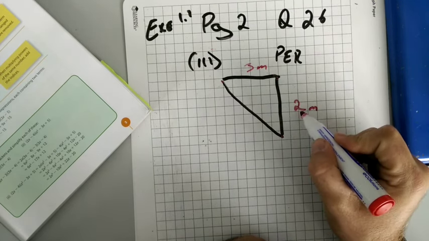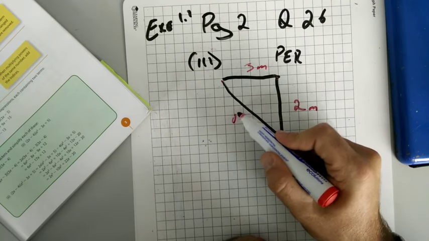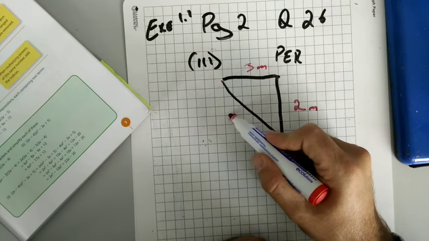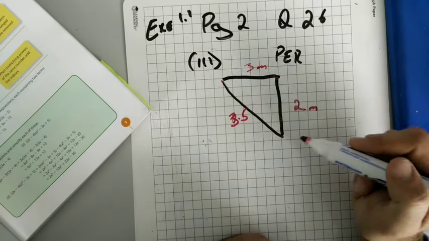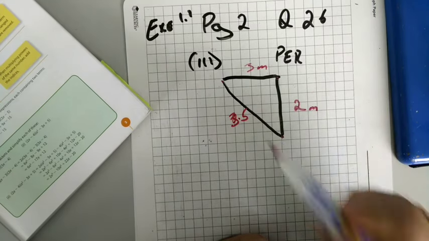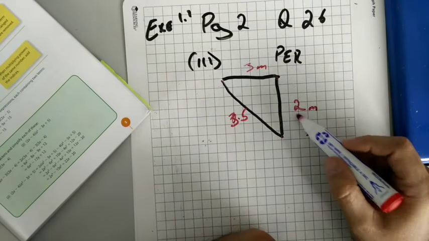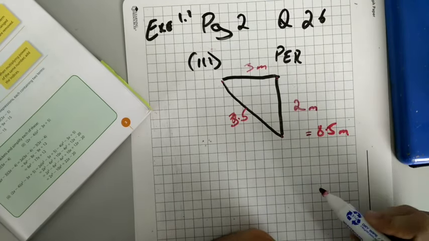2 squared is 4, and 9, 13. It'd be root 13. So we'll say it's about maybe 3.5-ish. I don't know. It might not be a right angle triangle, but 3.5-ish. So the perimeter of this triangle would be 2 plus 3 plus 3.5 would mean that you'd need 8.5 meters of a perimeter around the outside.